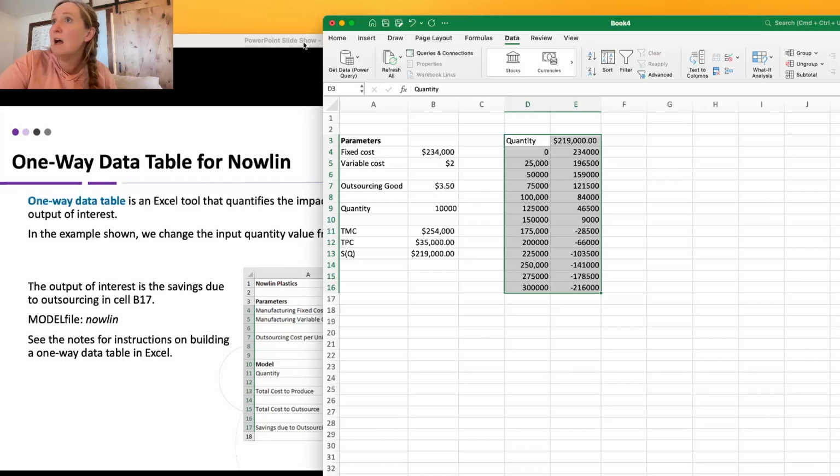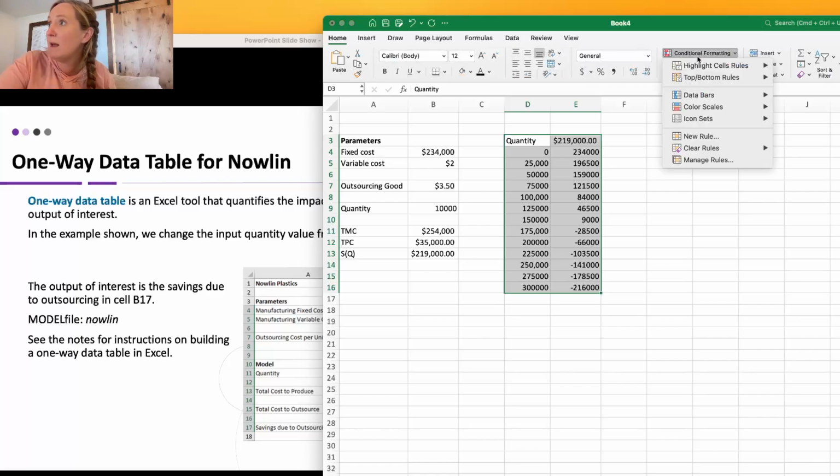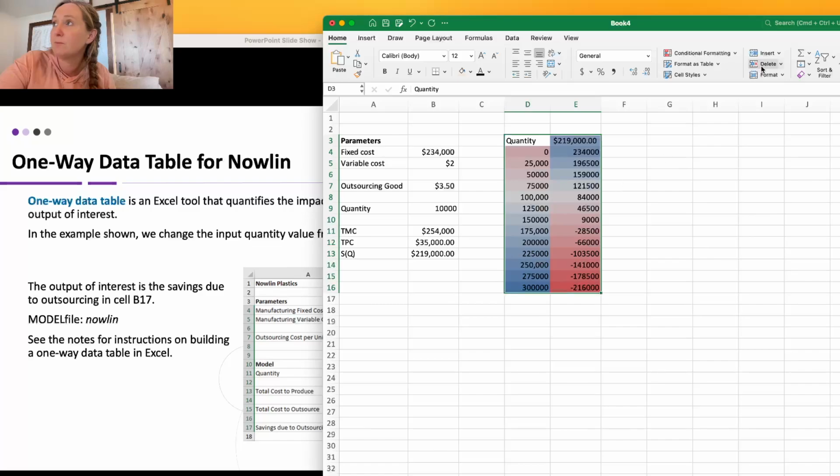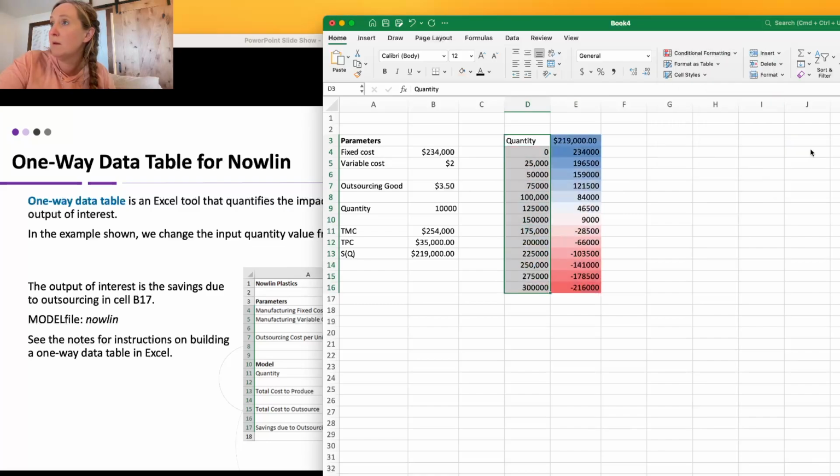And there we go. To make it very visually pleasing, let's go over here to conditional formatting. We'll go to color scale, and we'll do blue and red. Oh, I actually don't want it over here. So clear rule. Okay, so here we have it.